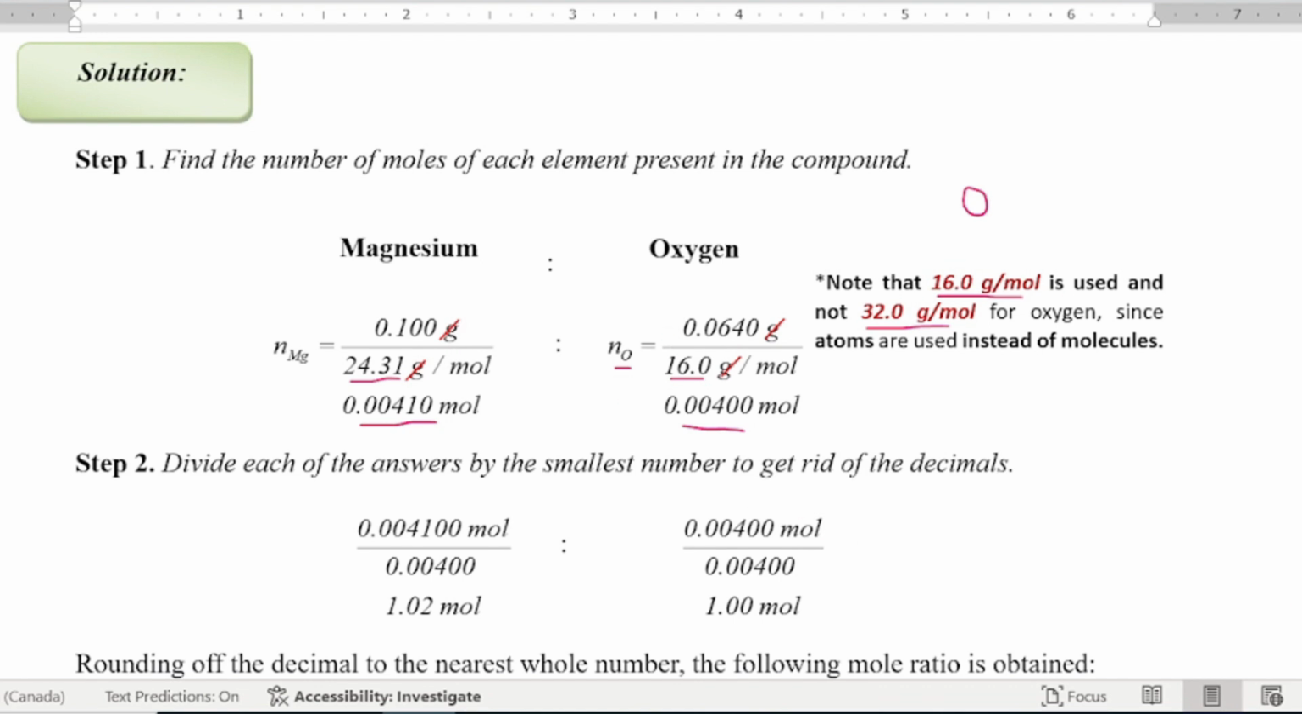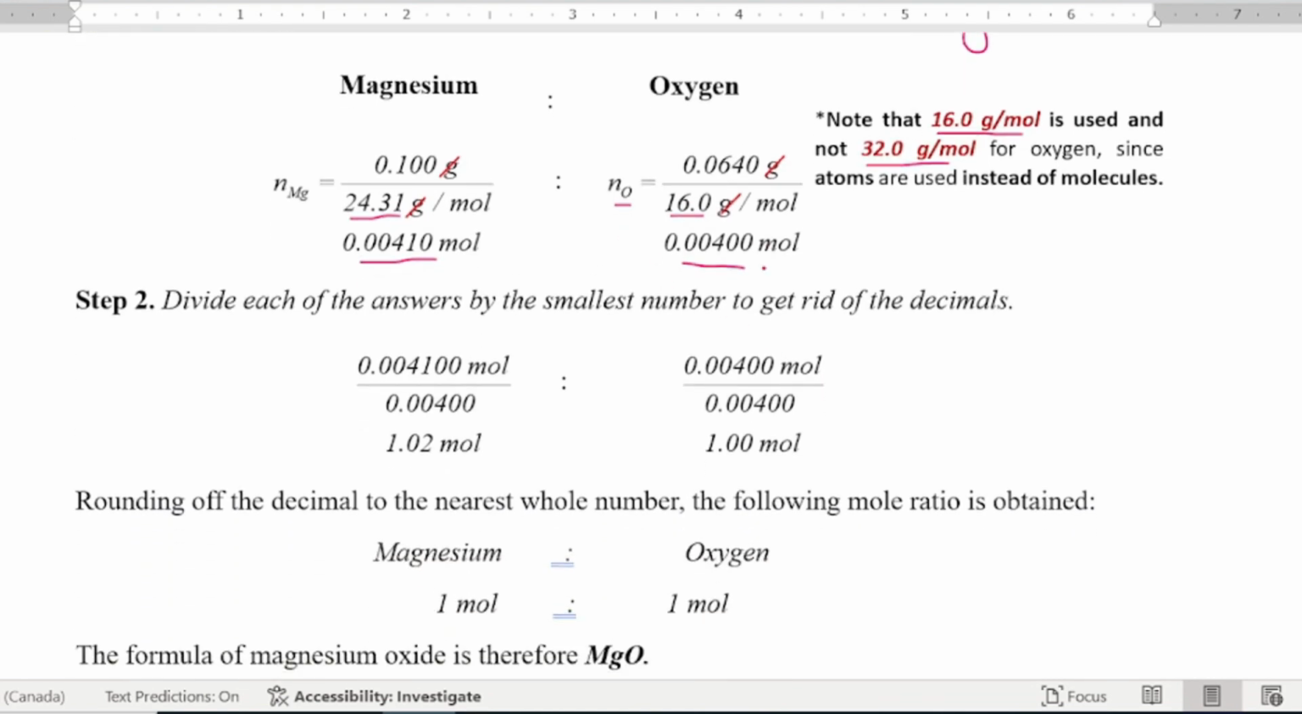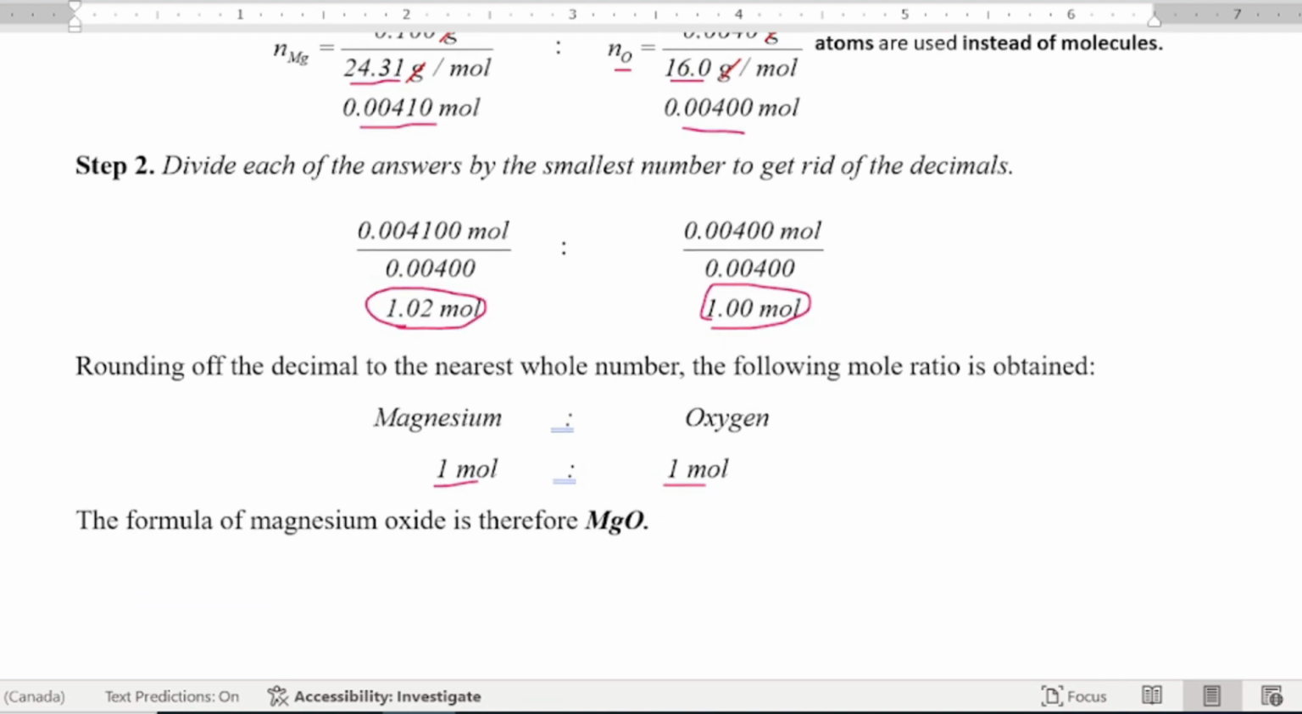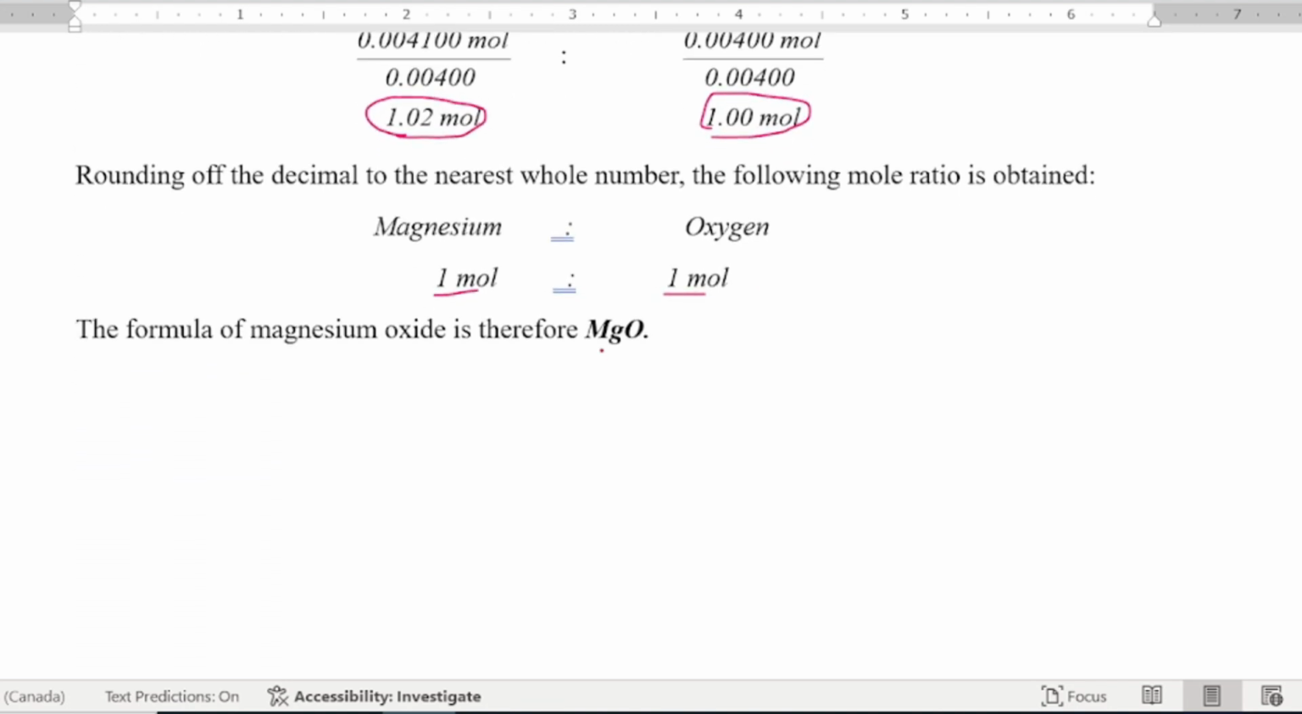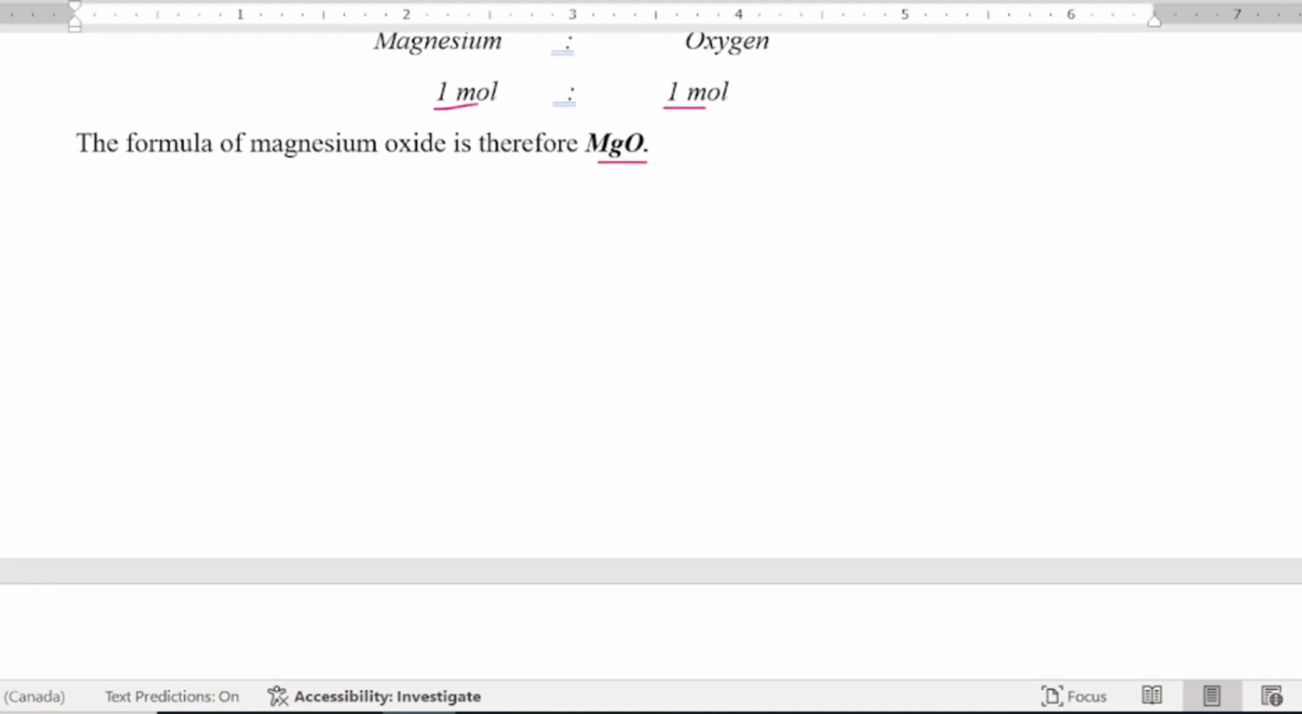Now you divide each by the smallest one. This is the smallest one. You divide it there. Because it's very, very close to 1, you can do that. The ratio here is this. Make that a subscript of the atoms here as Mg1O1. But you do not put the 1s, because you assume that when you have it like this, 1 is there. So that is the formula for magnesium oxide.